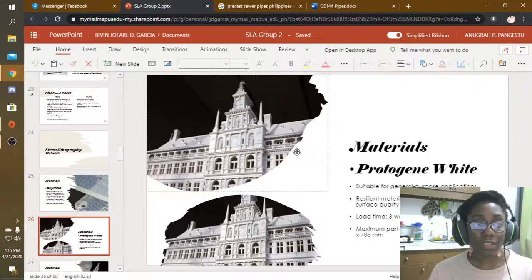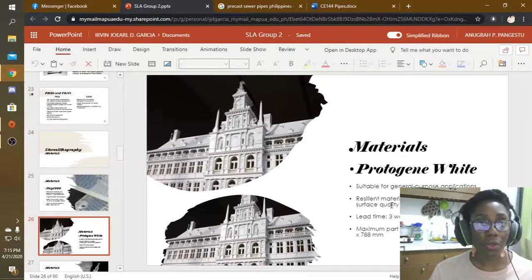Now we're going to the next slide. We have the Photogene White. Now the Photogene White is suitable for general purpose applications. So basically you can use it for sculptures, you can use it for making small prototypes. Also, you can use it for basically anything. It is very durable. It's a resilient material with good surface quality and thermal properties as well.